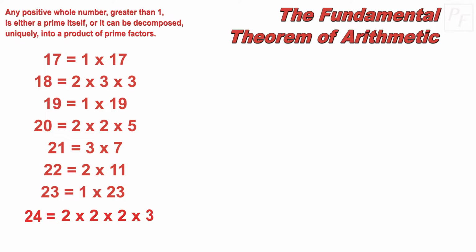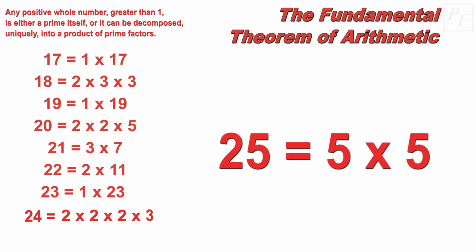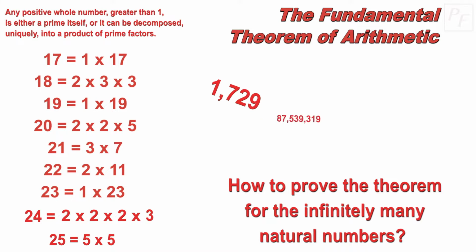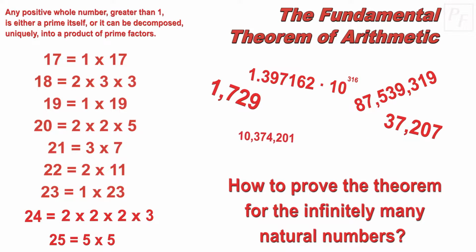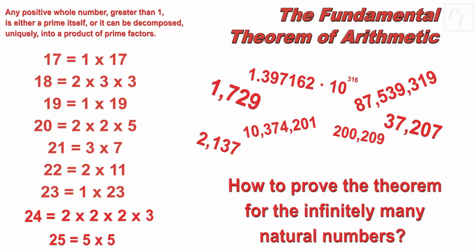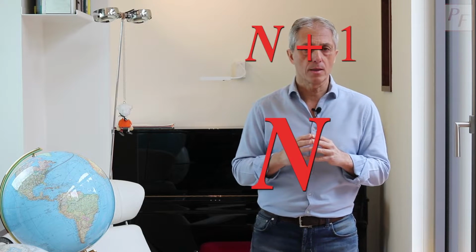If now we want to prove the theorem for 25, we should repeat the steps, and we would get the result 25 equal to 5 times 5. But what if we would want to prove the theorem for any number, for the infinitely many natural numbers? Well, it is about not committing to any particular number. We will not talk about 23 and 24, but about n and n plus 1. And we will not talk about 2 and 3, but about p and q.